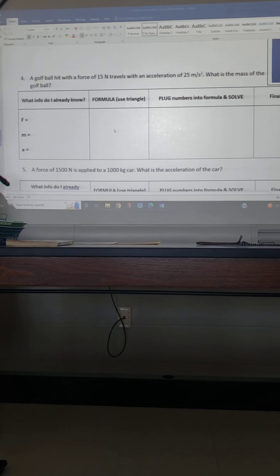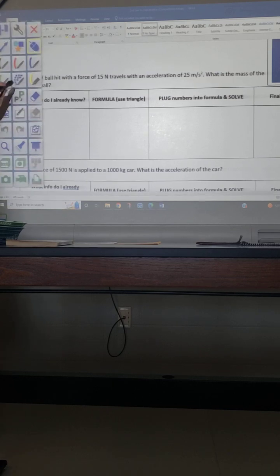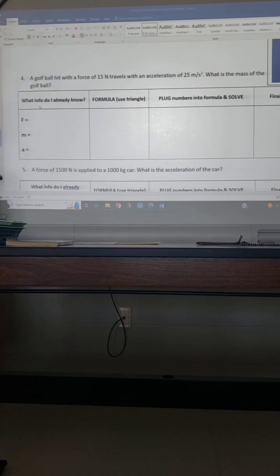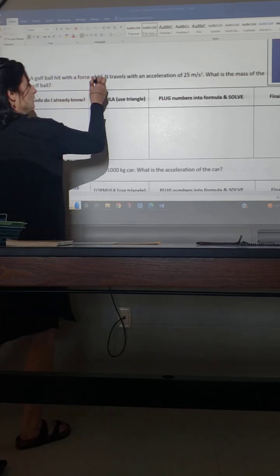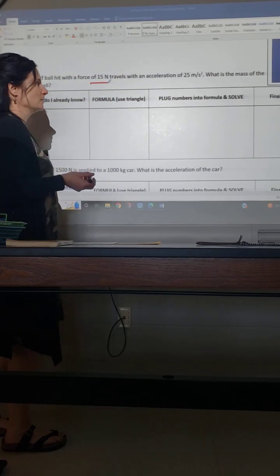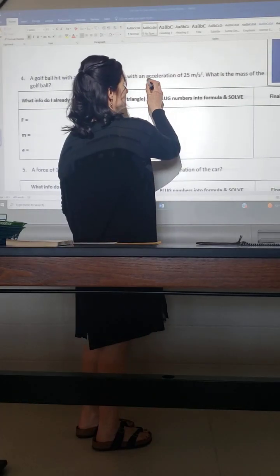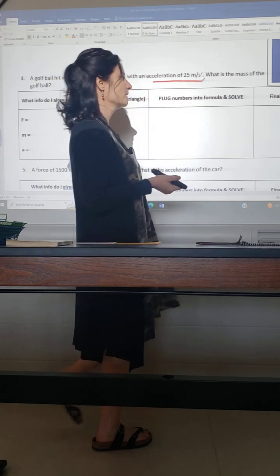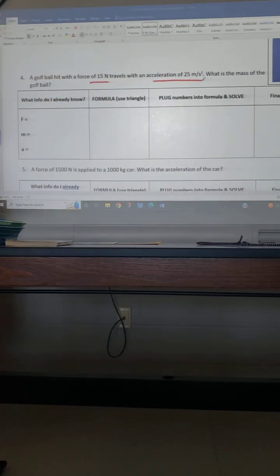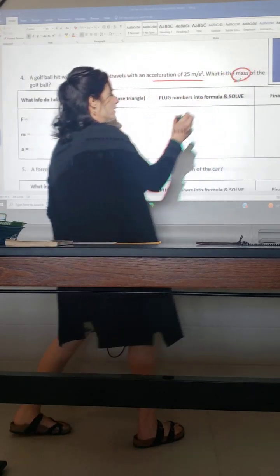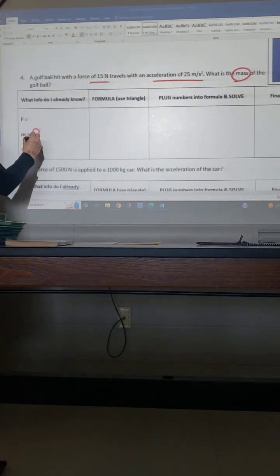Okay, a golf ball is hit with a force of 15 newtons, and it travels with an acceleration of 25 meters per second squared. What is the mass of the golf ball? So, Dane, give me something to underline. 15. Okay. Veronica, something to underline. Good. And what are we solving for here, Kendall? Very good. That's going to be my great unknown, my question mark here.